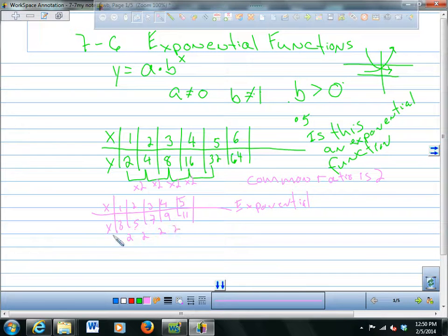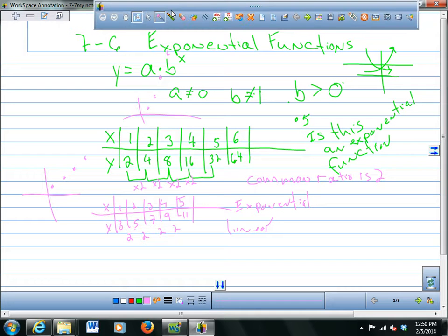Okay, this one is changing by 2 each time, right? When it's changing by the same amount, that's a linear function. So if I graph these points, this one makes a line, right? It's going to go through 1, 3, 2, 5, 3, 7, 4, 9. It's going to look like this. Whereas this one, it's going to go 1, 2, 2, 4, 3, 8, 4, 16. You see the difference? That one's going up way, way faster.